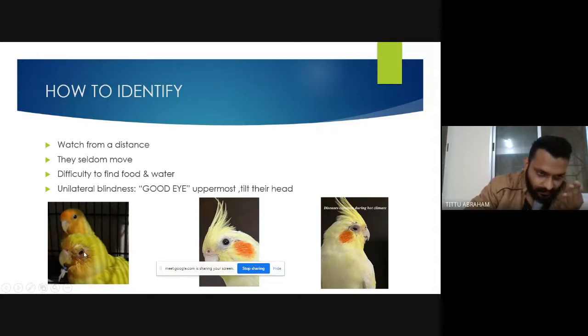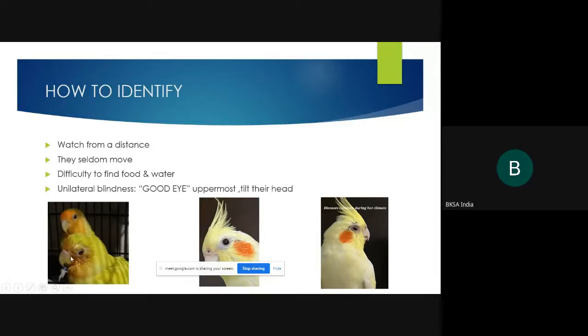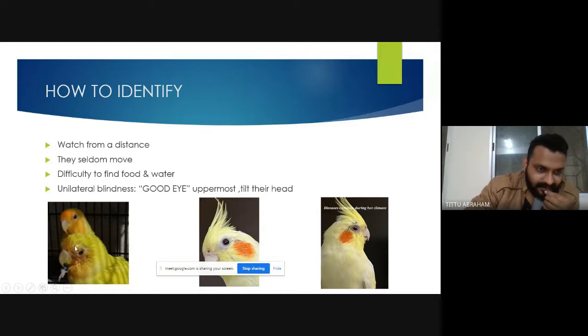The eye is not proper, and you can see the head is tilted a little bit. This periorbital area is affected due to the rubbing and ocular discharge, high ocular discharge. So this is the photo of the same bird.